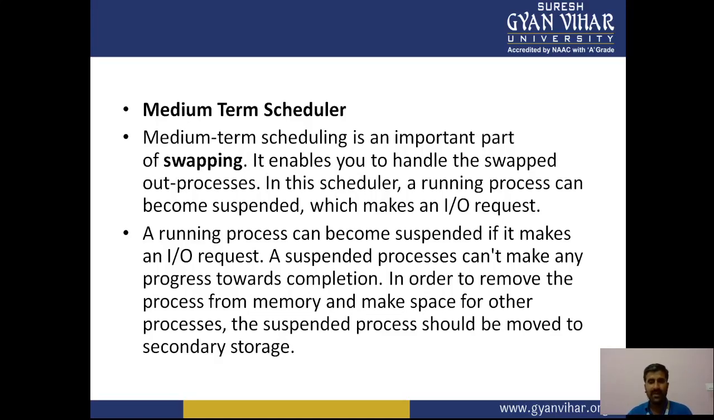Suppose we have a main memory and a secondary memory, and the memory slots are limited. Suppose there is a CPU requirement for a process that is not in main memory and wants to be taken in from the secondary memory. So we need the swapping concept, swap in and swap out, right? All the swap in and swap out is done with the help of the medium term scheduler. So the medium term scheduler is an important part of swapping.